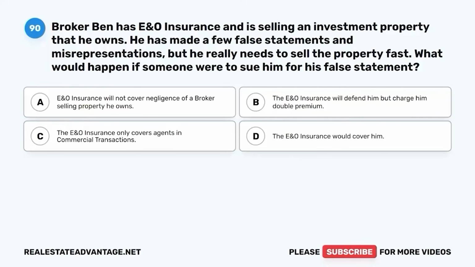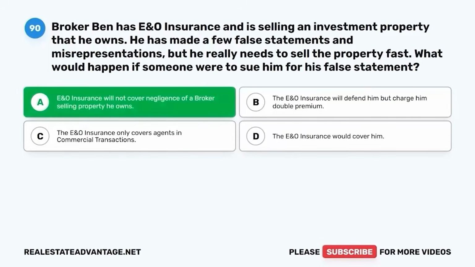B. The E&O insurance will defend him, but charge him double premium. C. The E&O insurance only covers agents in commercial transactions. D. The E&O insurance would cover him. The correct answer is A.